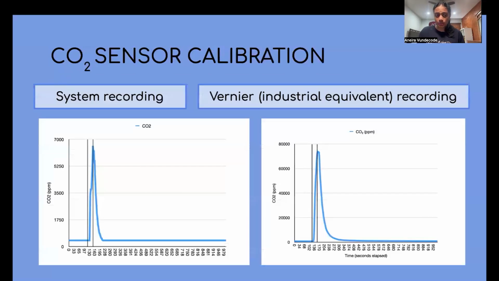So what sets the system apart from other indoor air quality monitoring systems? Calibration.